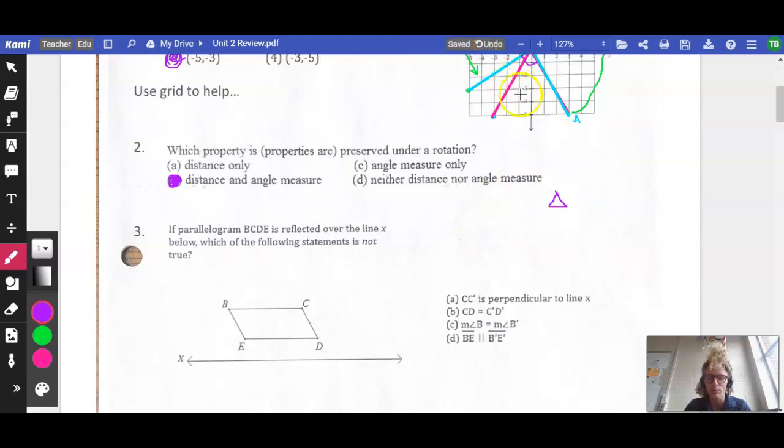For maintaining angle measure, or shape rather, if we rotate this triangle, it isn't going to automatically look like this. This angle isn't going to change and become bigger. It's going to maintain the same size. The angle measure is going to be the same. So it's going to maintain the same shape. So that means that we are maintaining distance and angle measure for a rotation, aka size and shape.